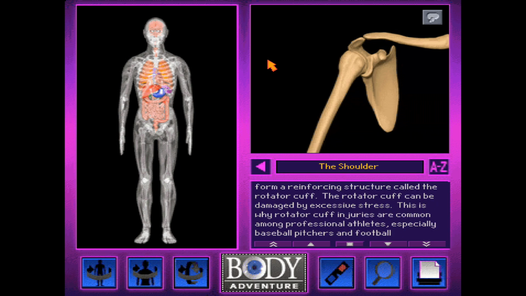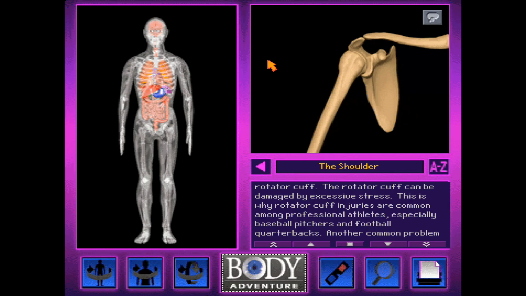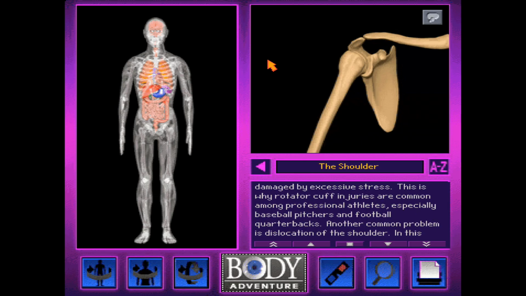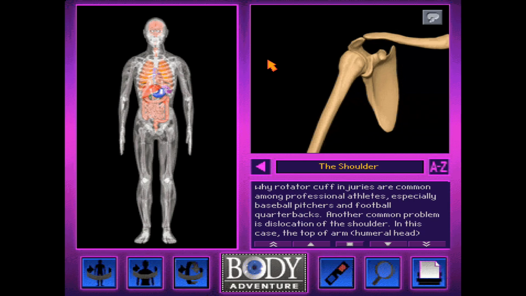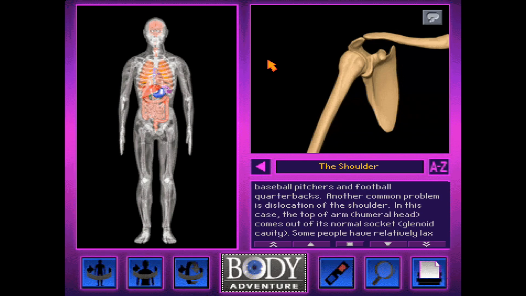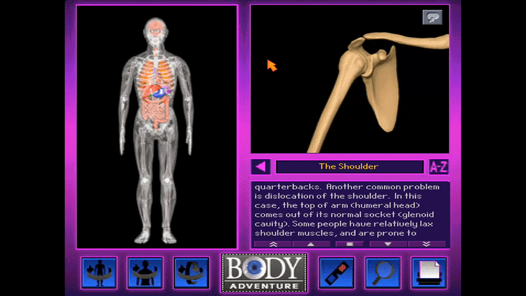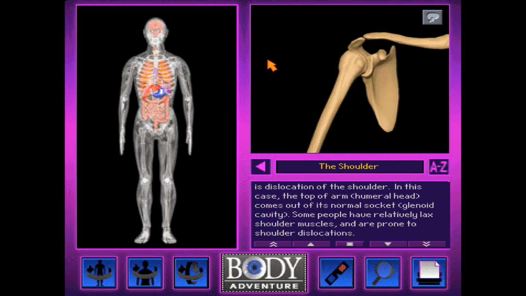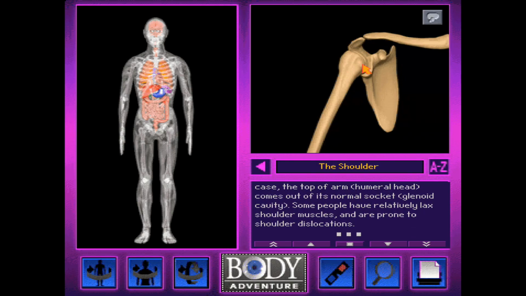The rotator cuff can be damaged by excessive stress. This is why rotator cuff injuries are common among professional athletes, especially baseball pitchers and football quarterbacks. Another common problem is dislocation of the shoulder. Although there is no specific therapy for this, the top of the arm, the humeral head, comes out of its normal socket, the glenoid cavity.